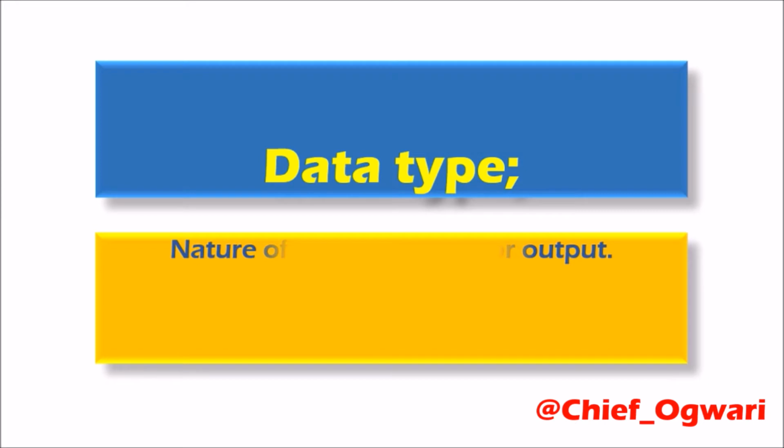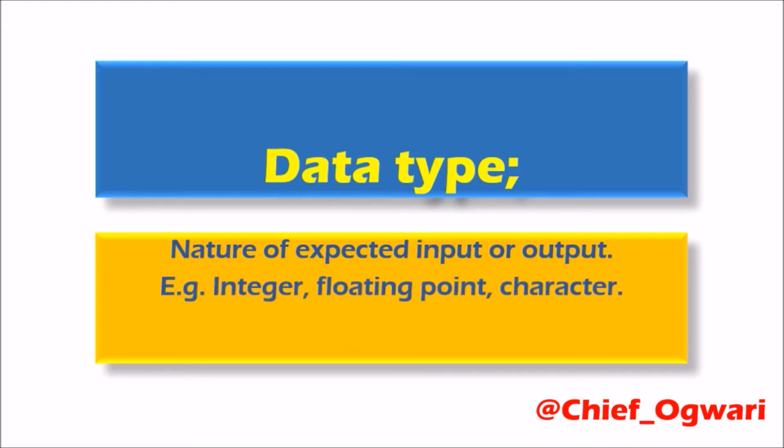So now let's move on to data types. Data types are the nature of expected input or output. We have stuff like integers, those are whole numbers, stuff like 1, 2, 3, 4, 5. We have floating points like 0.001, 0.02, 0.45, or even pi. And character. A character is just a letter like A, B, C, D. And a group of characters makes a string.